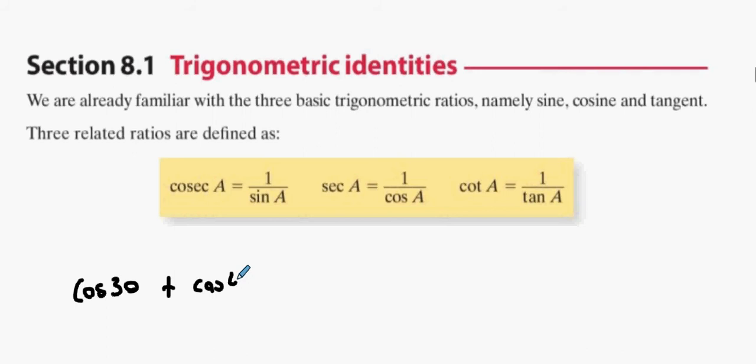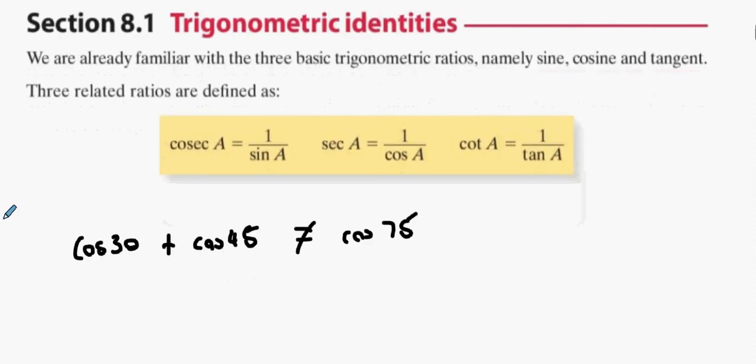Functions don't obey conventional maths. What I mean by conventional maths is cos 30 plus cos 45 does not equal cos 75. Okay, you can see that all day long. If you want to prove that to yourself, you just put it in the calculator.